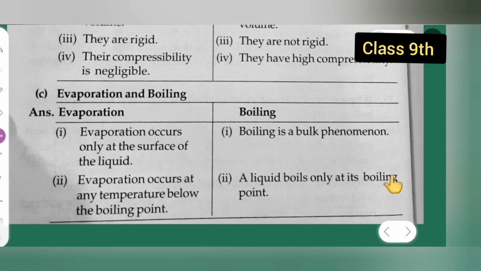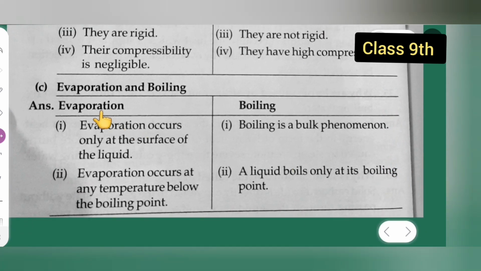Then you will have to distinguish between evaporation and boiling. Evaporation occurs only at the surface of the liquid. Evaporation occurs at any temperature below the boiling point. Next is boiling. Boiling is a bulk phenomenon. Liquid boils only at its boiling point.